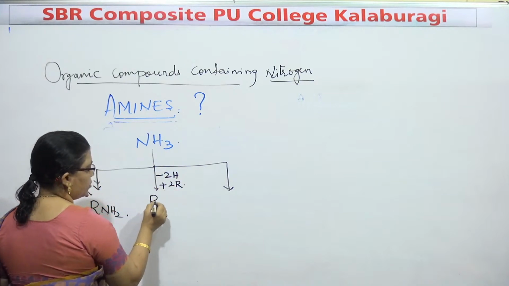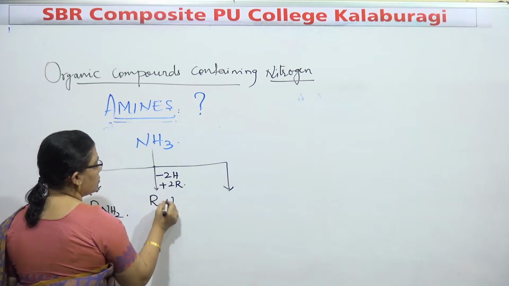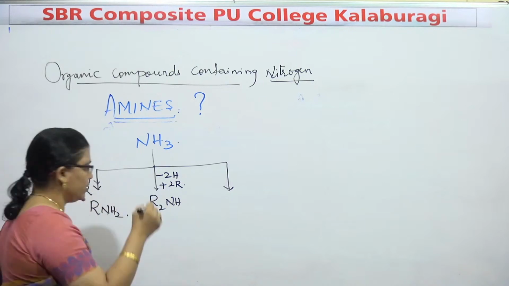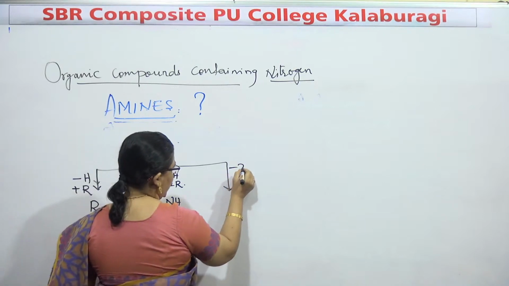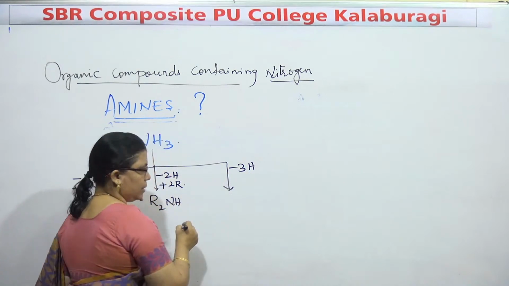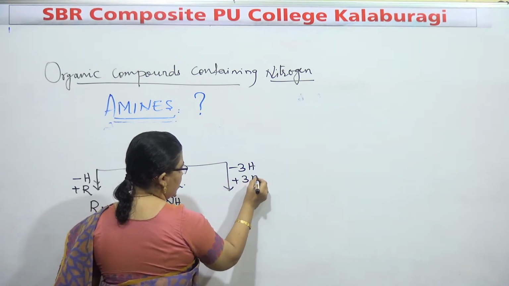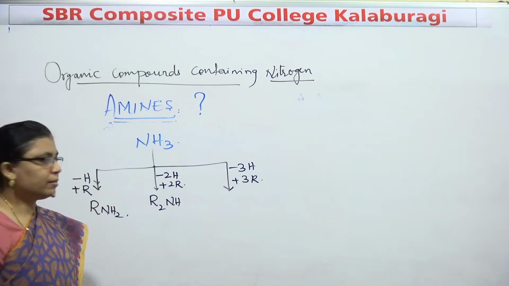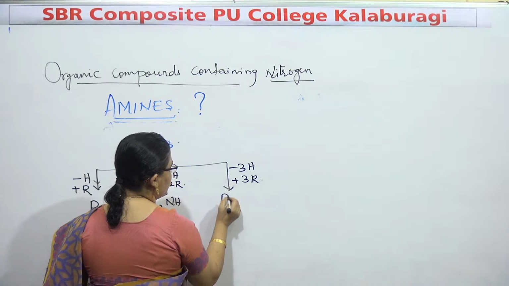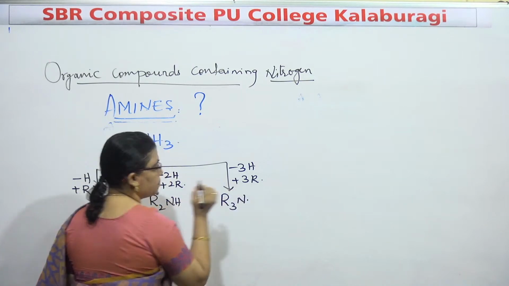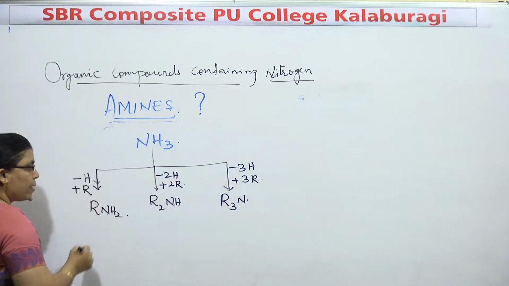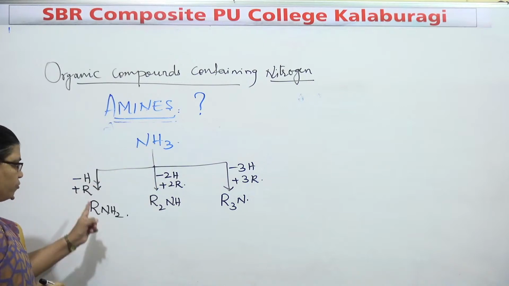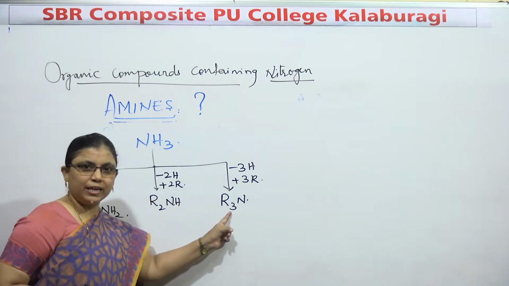In the same way, if two hydrogen atoms are replaced, the corresponding number of carbon groups has to be substituted there. They are going to form what, children? Secondary amine. This is called primary and this is secondary, later we'll see. In the same way, all three hydrogen atoms are replaced by three alkyl groups. They are going to form R3N.